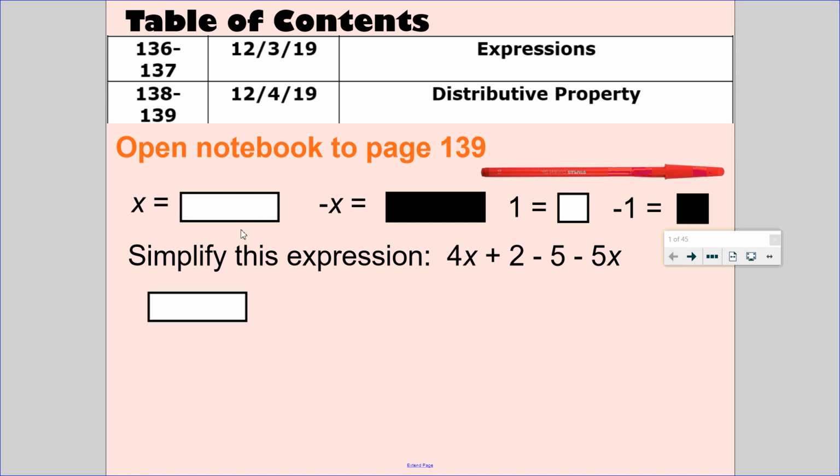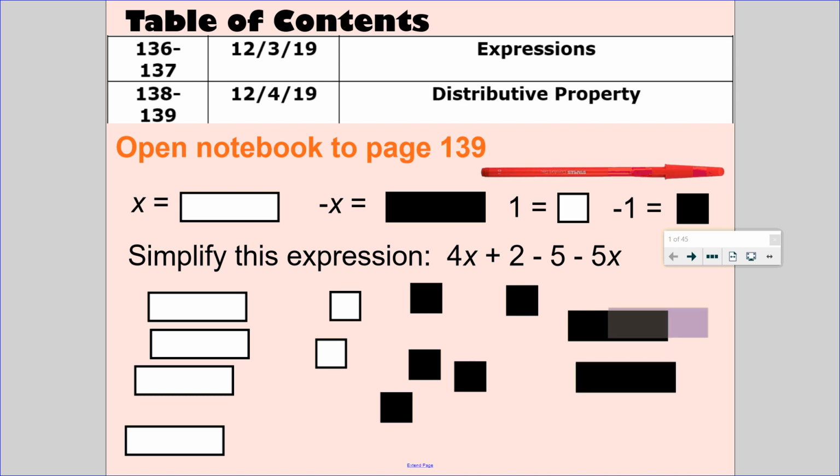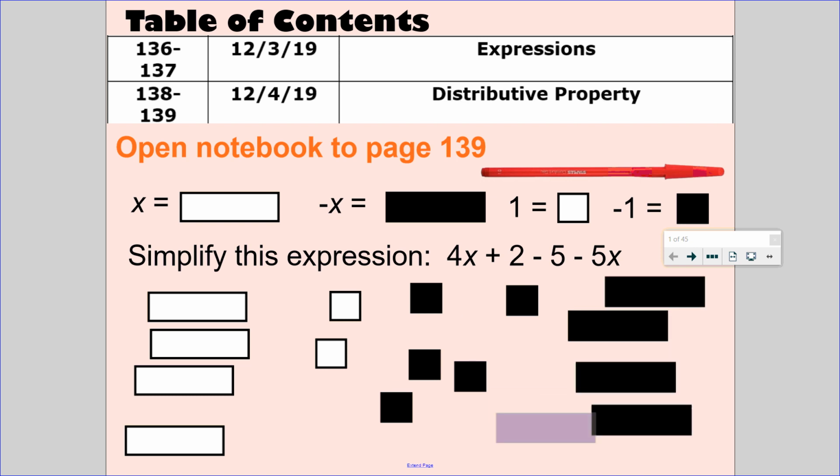We have 4x's. I'm going to use Algebra Tiles to help me. 4x's plus 2, minus 5, which is negative 5 really, and minus 5x, which is negative 5x. All right, so what do you know about zero pairs?